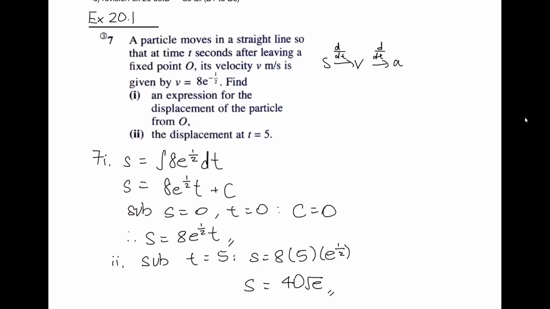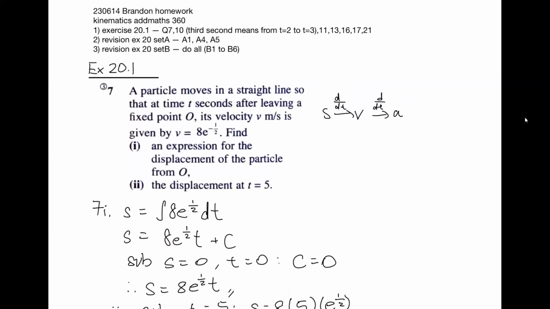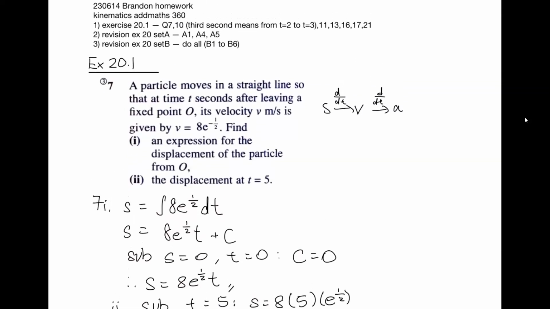Right? Yeah, so exercise 20.1. Let's see, 7 and 10. Third second means t equal to 2 to t equal to 3, right? So let's see this question.